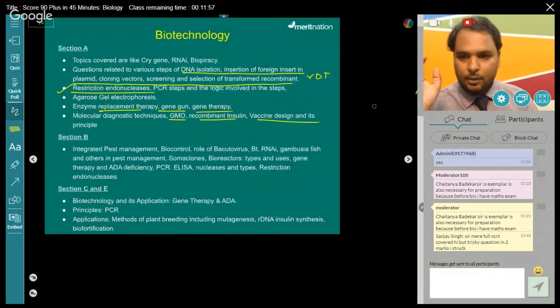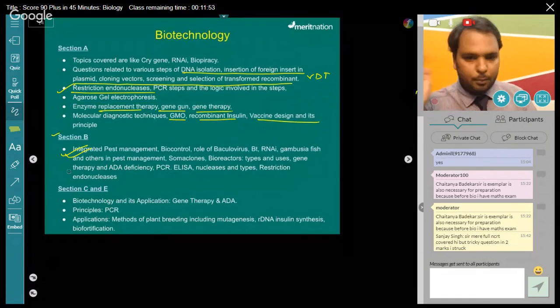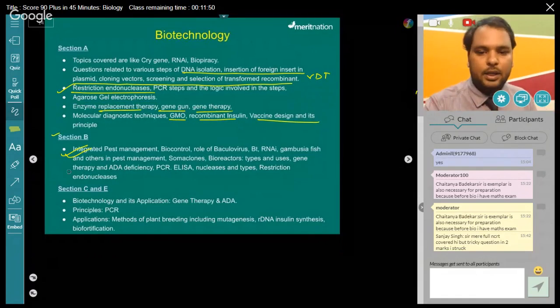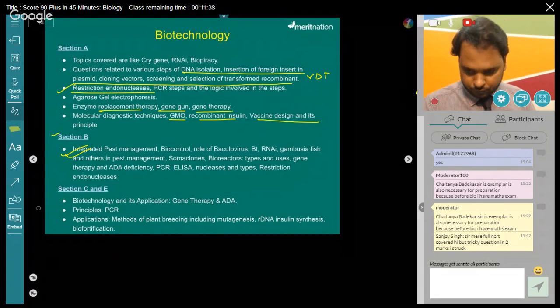Now these are the important topics of section B that you need to do. You keep that in mind. You have to prepare every topic that is written here, like RNAi, like Bt, like your gene therapy. You have to prepare it for at least 2 to 3 marks, and definitely it will be there. The same applies for section C and E.